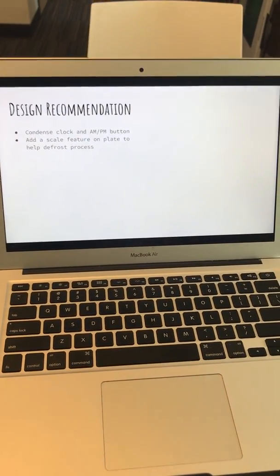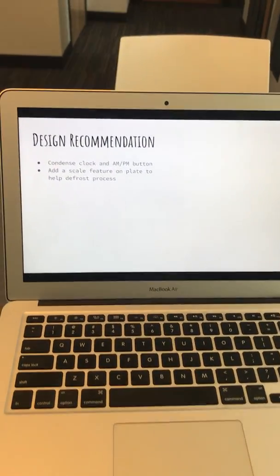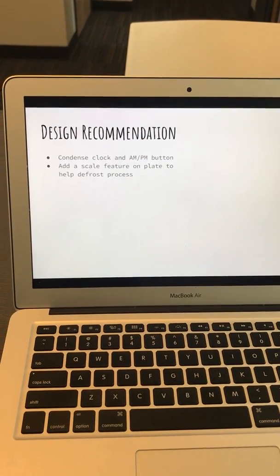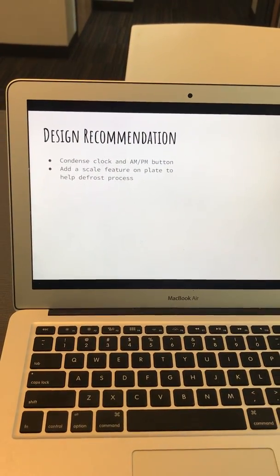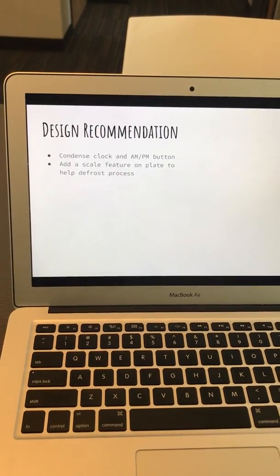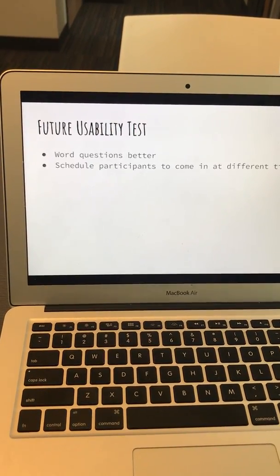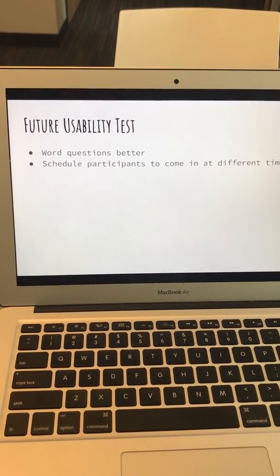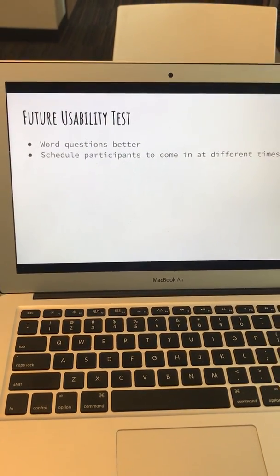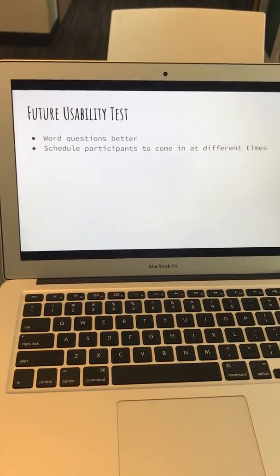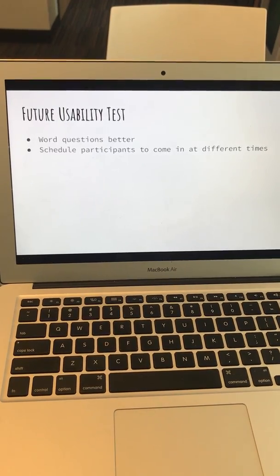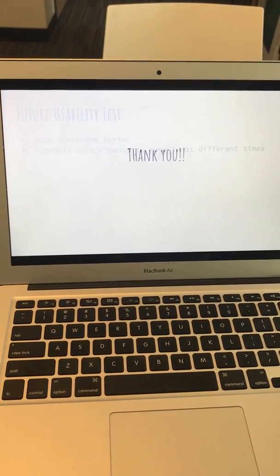For future designs of the microwave, we would condense the clock and AM PM button because it's redundant and confusing. And then we would add a scale feature to the plate inside the microwave so that everyone would know the weight of their food no matter what. We would word questions better in the future so as not to confuse what we're trying to say to the people. And then schedule participants at different times so that they don't hear anything else that they're going to be tested on. Thank you.